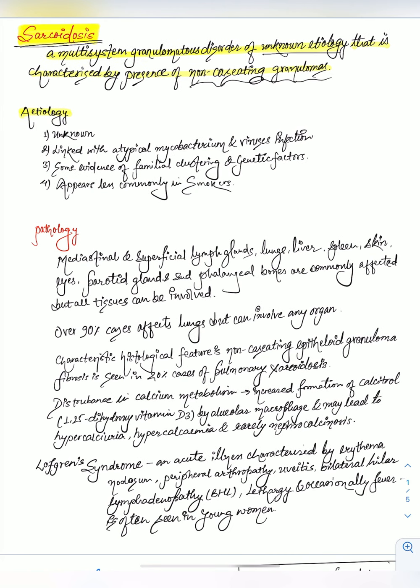Etiology: as we have said in the definition, it is of unknown etiology. So the first point is unknown. Basically, the cause is unknown till now, but there are some factors linked with sarcoidosis, like atypical mycobacterium and different viral infections. Then there is some evidence of family clustering and genetic factors, that is familial history. Then it appears less commonly in smokers, as smoking is associated with many diseases, but in sarcoidosis it appears less commonly in smokers.